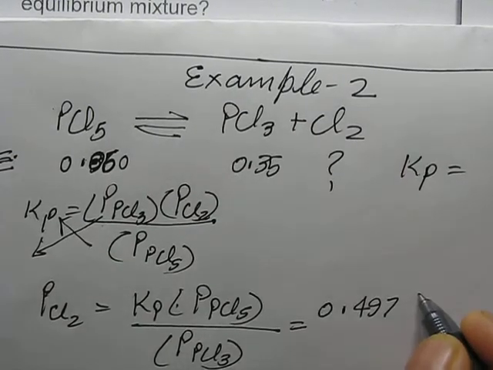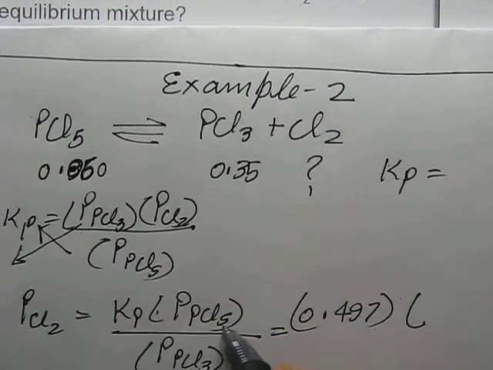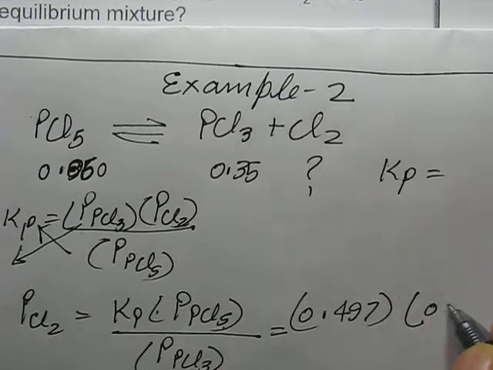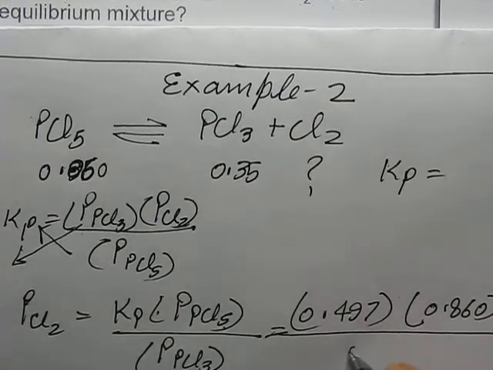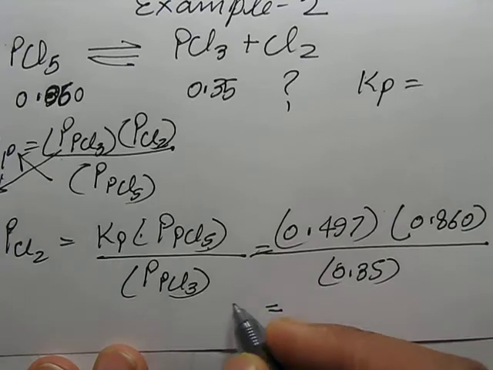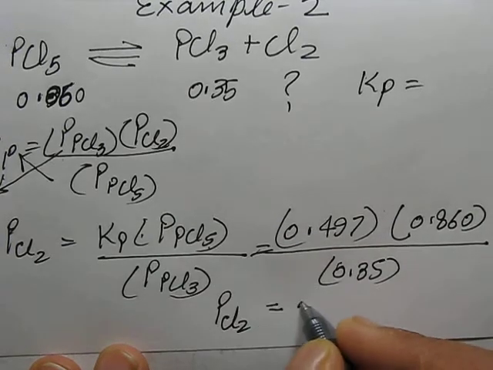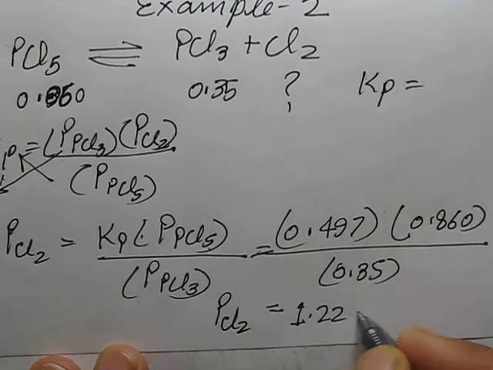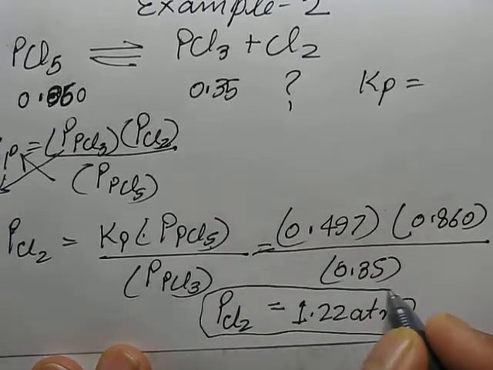0.497 multiplied by PCl5 concentration, which is given, 0.860, and divided by 0.35. Once we solve this, I will come back to say that the partial pressure of Cl2 will be equal to 1.22 atmosphere. You just calculate and reconfirm if I did it correctly.